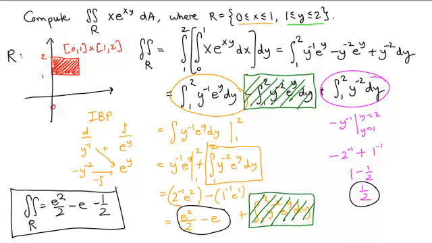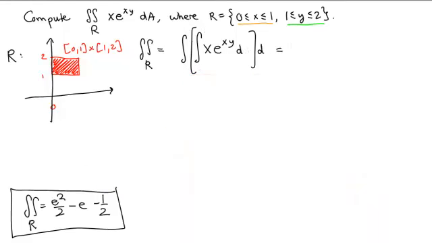Would it have been any better if we'd looked at the other direction? If we tried doing the iterated integrals in the other way? Well, let's see. Instead of integrating x first, what would have happened if we'd integrated y between 1 and 2, and then followed it up with the integral of x between 0 and 1? How would this have changed things?